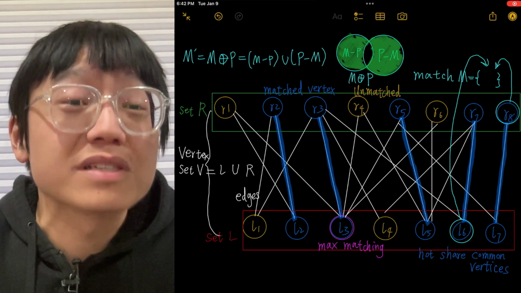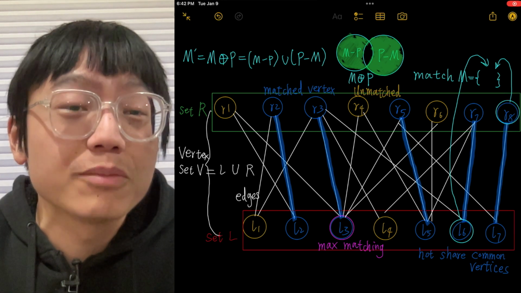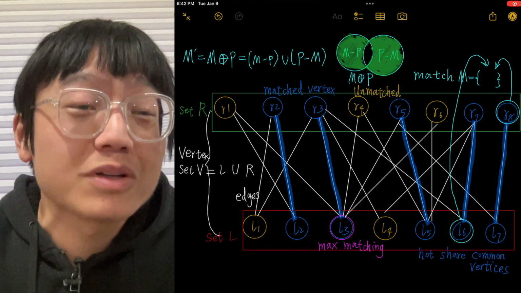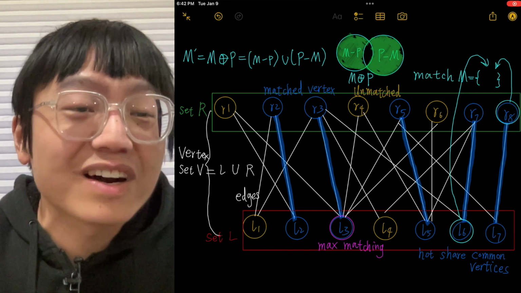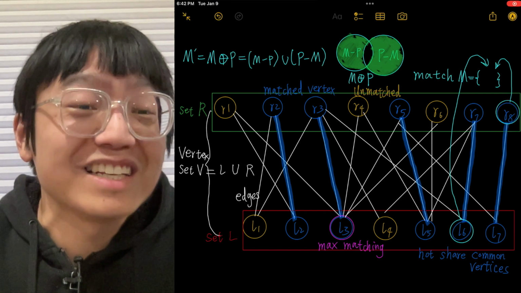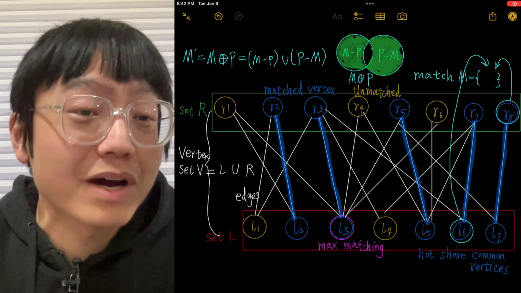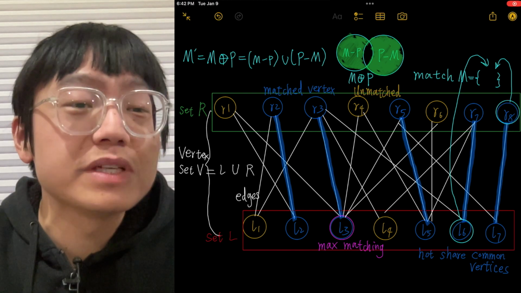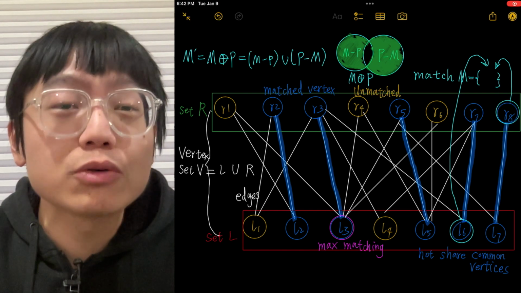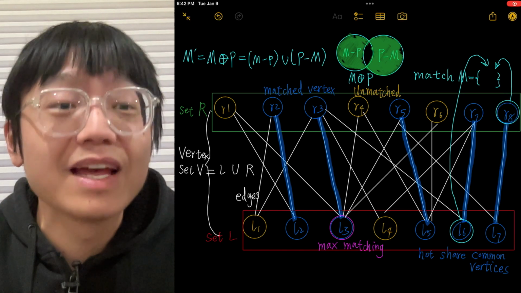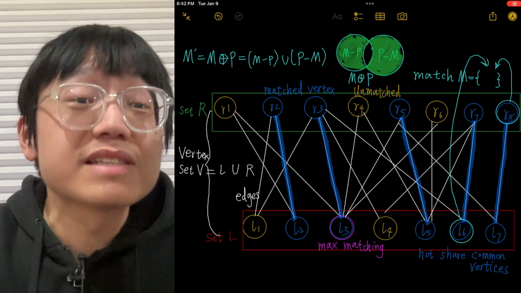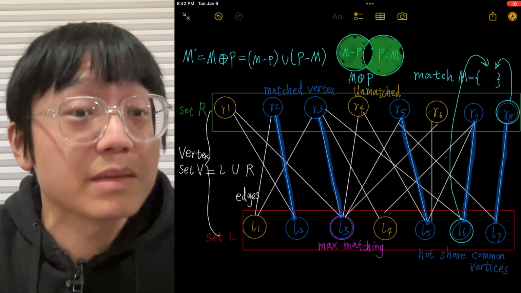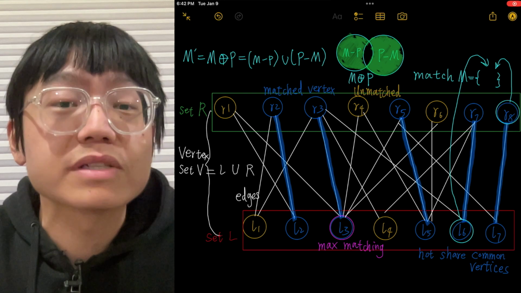And we use the symmetric difference operation to create a new matching M prime from the current matching M. The symmetric difference is defined as the set of elements that are in either set X or set Y, but not in both. The symmetric difference is commutative, which means X symmetric difference Y is equal to Y symmetric difference X, and associative, which means the symmetric difference of X and (Y symmetric difference Z) is equal to (X symmetric difference Y) symmetric difference Z.